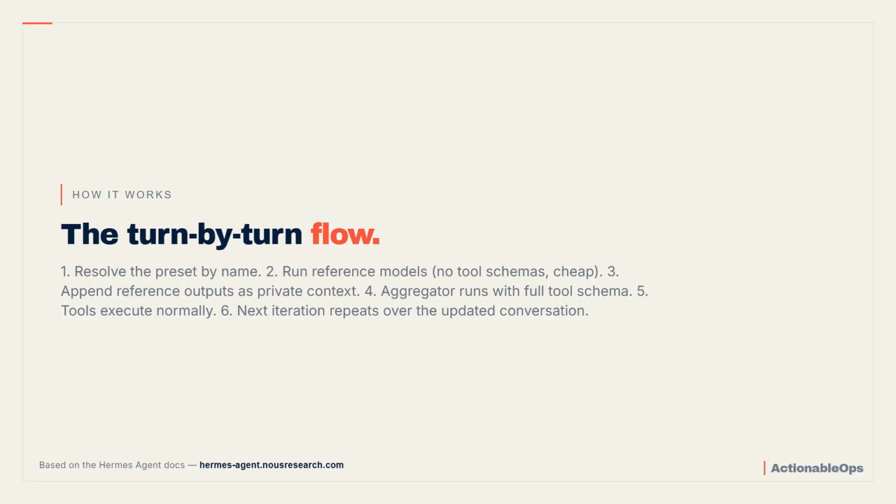Here's what happens each turn. First, Hermes resolves the selected preset by name. Then it runs the reference models without tool schemas, so those calls stay cheap and avoid strict provider rejections. The reference outputs are appended as private context for the aggregator. Then the aggregator runs with the full Hermes tool schema. If it calls tools, those execute normally. On the next iteration, the same process repeats over the updated conversation, including tool results.